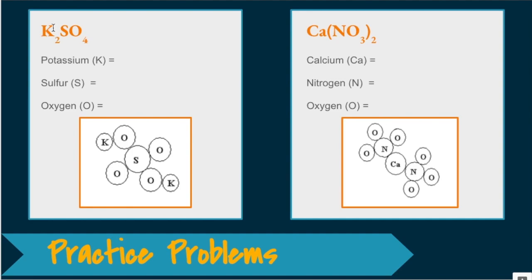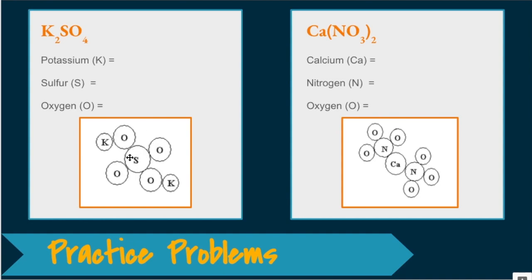Potassium has a subscript of 2, so there are 2. Sulfur has no subscript, so it is assumed to be 1. And for oxygen, it has a subscript of 4, so there would be 4. Then this is the compound drawn out for you, so you can check your answer here. We calculated there were 2 potassium, 4 oxygen, and 1 sulfur.